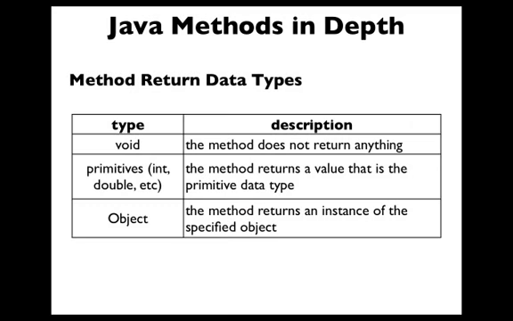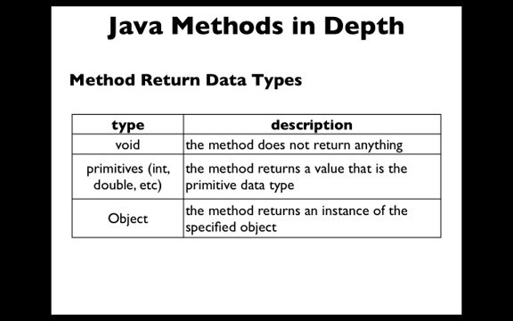Java methods also have return data types. With one exception, these are basically the same as any data type we can use on a variable or object. The one exception listed here is void. If void is used as the return type, the method does not return anything. We can also, of course, use primitive data types such as int, double, etc. This means the method will return a value that is of the primitive data type.